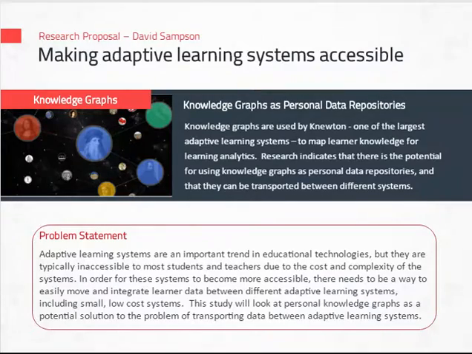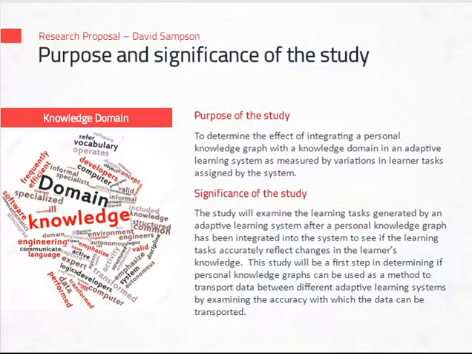learning systems. The purpose of the study is to determine the effect of integrating a personal knowledge graph with a knowledge domain in an adaptive learning system, as measured by variations in learning tasks assigned by the system. This study will be a first step in determining if personal knowledge graphs can be used as a method to transport data between different adaptive learning systems by examining the accuracy with which the data can be transported.